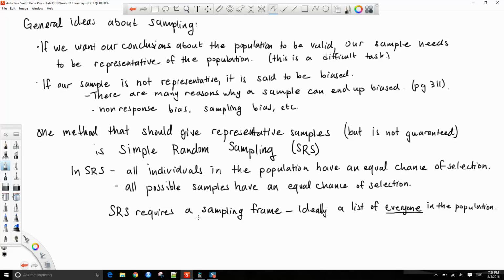Now there are different databases, like the DMV and registered voters and things like that, but that's not a list of everyone, okay? You're not going to have people who don't have permanent addresses, or people who aren't registered. They're not going to appear in these lists. So whatever deficiencies exist in the sampling frame, those same deficiencies will exist in your random sample.